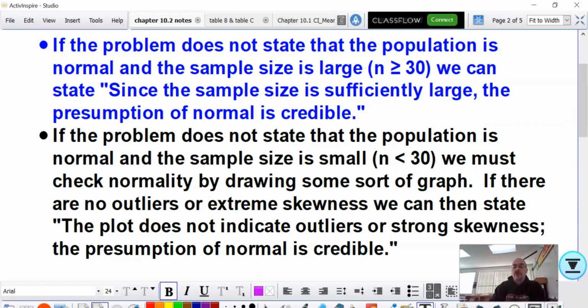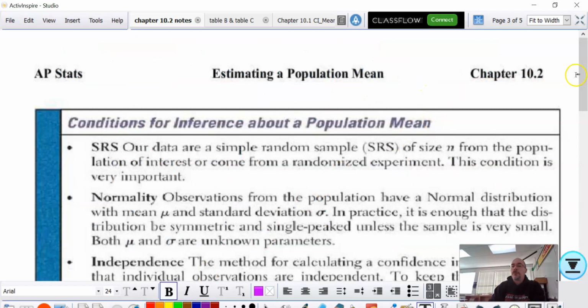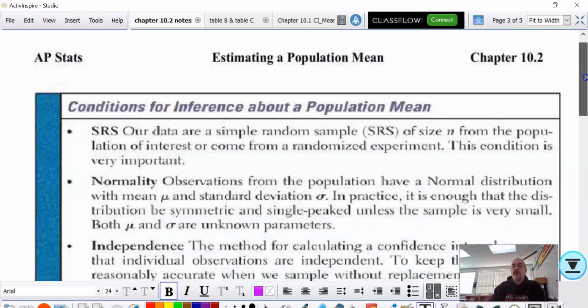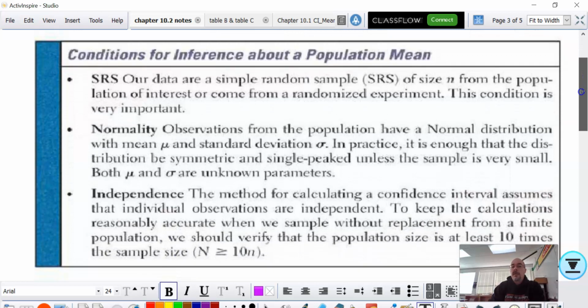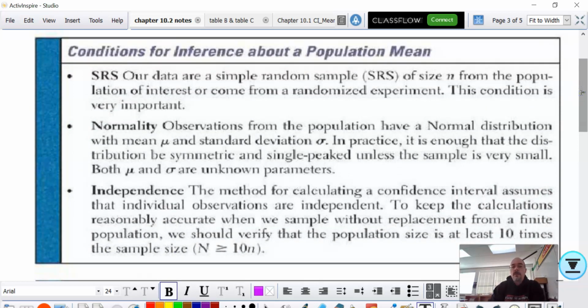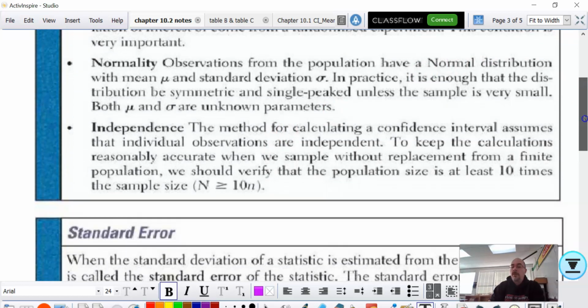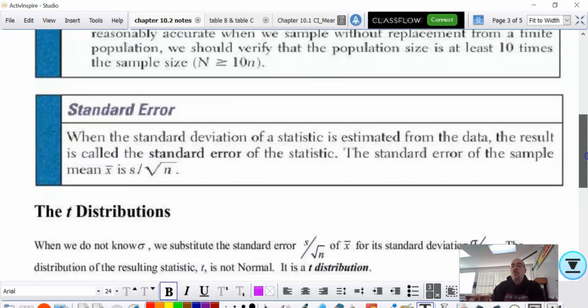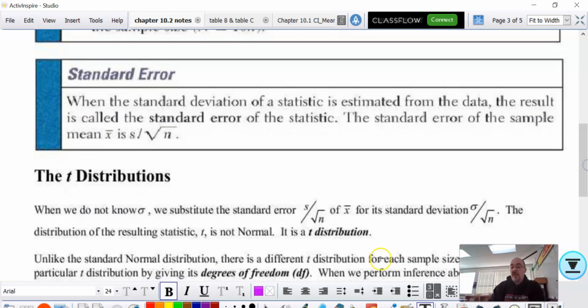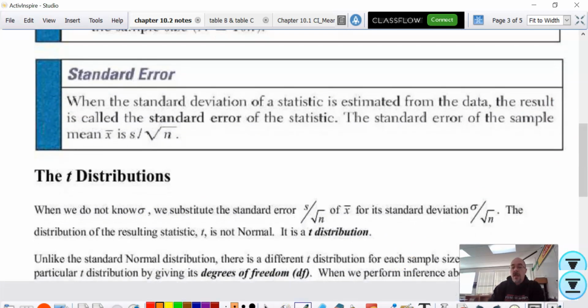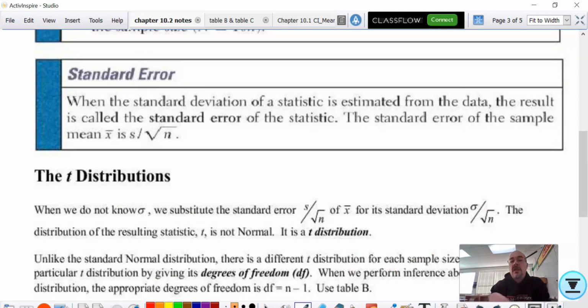All right, here we go, folks. So chapter 10.2, we're going to be specifically talking about estimating a population mean. So again, here are our conditions: simple random sample, normality, independence. Just remember for independence that the population size should be at least 10 times the sample size. Now, in this section, we are not told the standard deviation. Remember, it's not realistic to know the standard deviation.